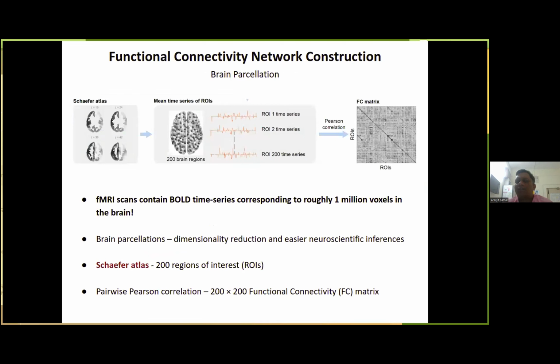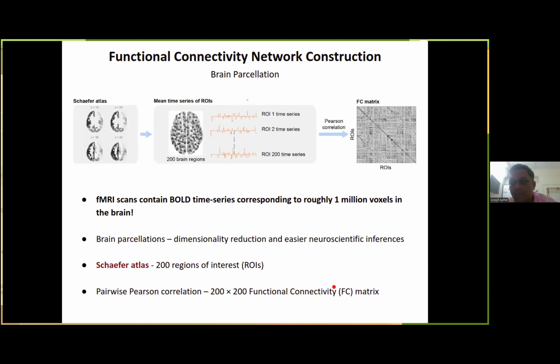Finally, the fMRI scans contain BOLD time series corresponding to roughly 1 million voxels in the brain. You could make a voxel-wise network, but that would be huge and maybe not useful to analyze. So dimensionality reduction and easier neuroscientific interpretation are used. You typically map them to certain atlases, which are much smaller in terms of regions, and we use regions of interest, or ROIs, for constructing the networks. So essentially our network will have 200 nodes. The brain is divided into 200 regions, and for each subject we compute a pairwise Pearson correlation matrix, which is 200 by 200 for these 200 regions. You can think of this as the functional connectivity matrix.